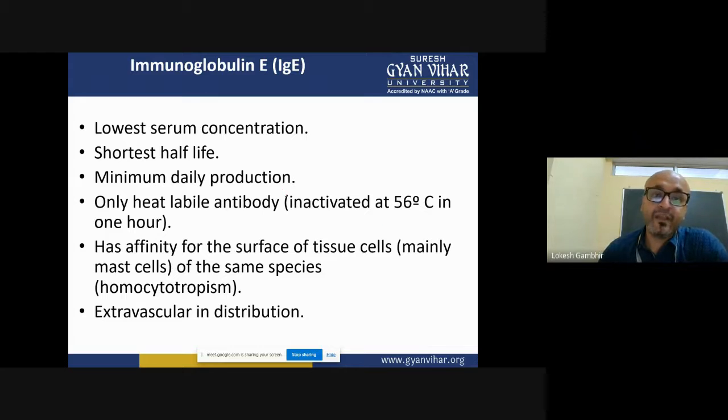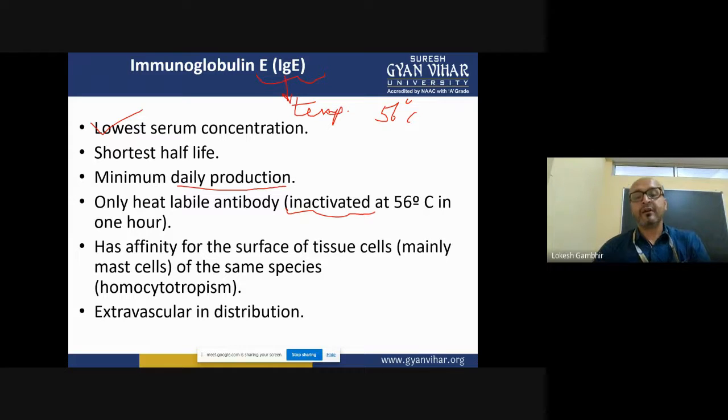So that is the main function of immunoglobulin E. It is in a very low concentration, as we have established. Its plasma half-life is the shortest. It is never present for a longer duration inside the blood. As per the daily production from our immune cells, it is very low, and it is very sensitive to temperature. If the temperature reaches around 56 degrees Celsius, then it is completely inactivated in 1 hour.